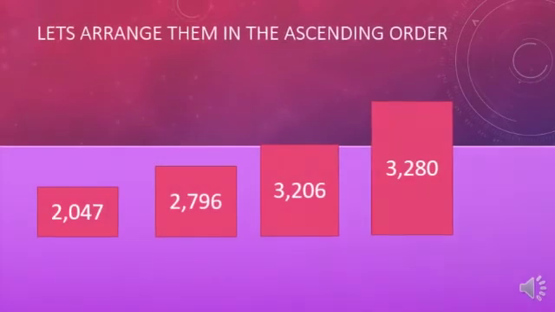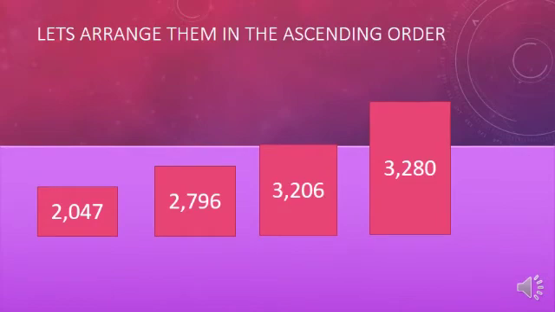See here, I have already arranged it for you. First one, the smallest one, 2047, then 2796, then 3206, and the greatest number is 3280. I hope you understand. Ascending order means smallest to the biggest one.